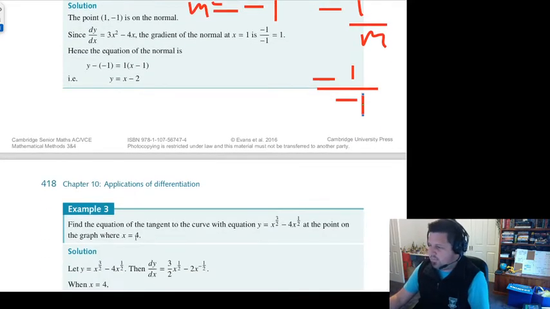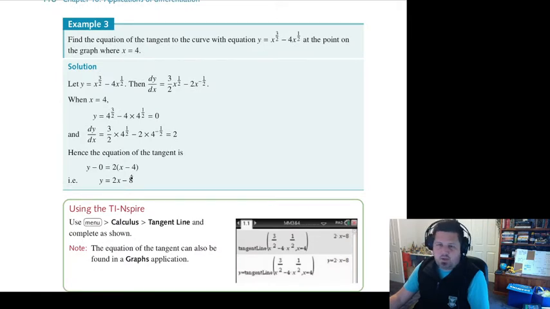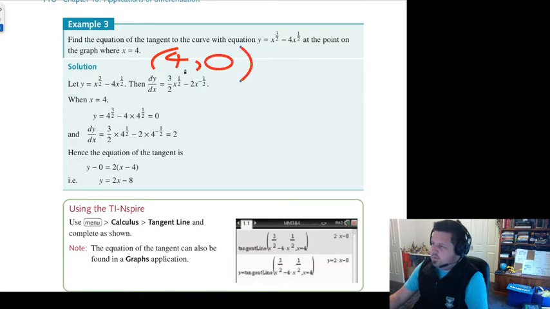What's the next one? Same thing, but just a slightly different equation. Again, finding the tangent of the curve with the equation at the point where x equals 4. Again, they've only given you the x coordinate. To find out its corresponding y coordinate, you're going to substitute in 4 into the equation. Doing that, you get y is equal to 0. So you've got your x and y point.